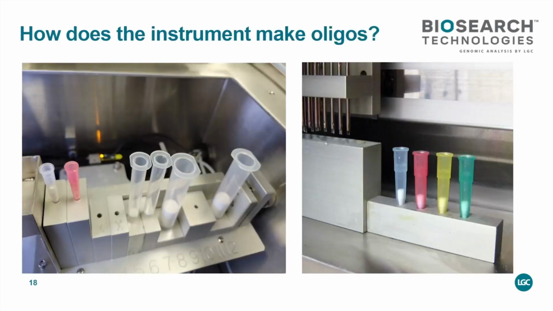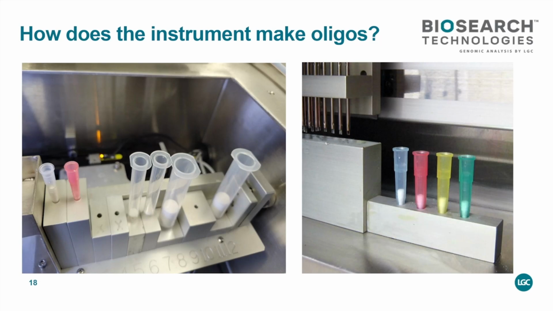So how does the instrument make the oligo? Here are 2 pictures of 2 different instruments. This is the picture of the M4, so you can see there are only 4 columns here. And this is the picture of the inside of the M12. As you can see, the columns are all different sizes. You can do this all in one run. You can make 100 micromole at the same time as you make 15 nanomole synthesis, and you don't have to run separate syntheses for each of the sizes.